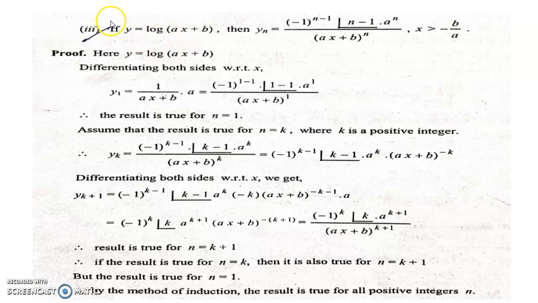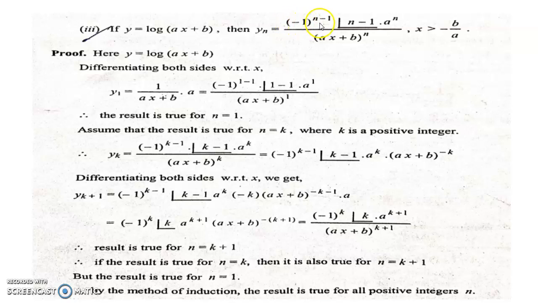Next is, if y is equal to log ax plus b, then we have to show that the nth derivative is equal to this. Here y is equal to log ax plus b. Firstly find y1, that is, the derivative of log x is 1 upon x. So the derivative of log ax plus b is 1 upon ax plus b. Derivative of ax plus b is a.